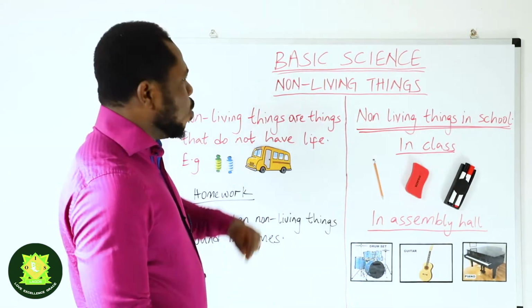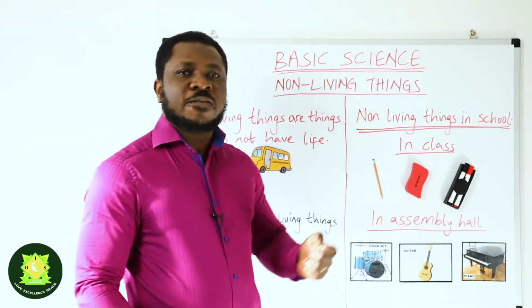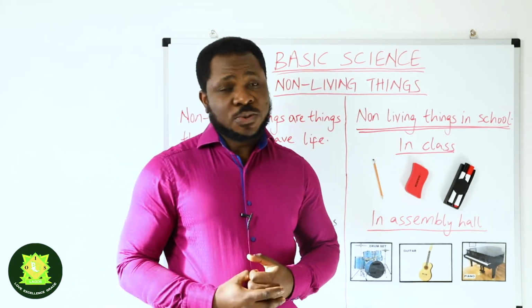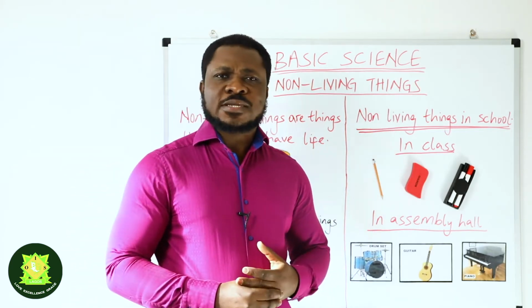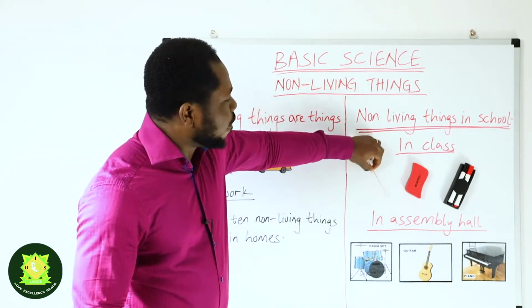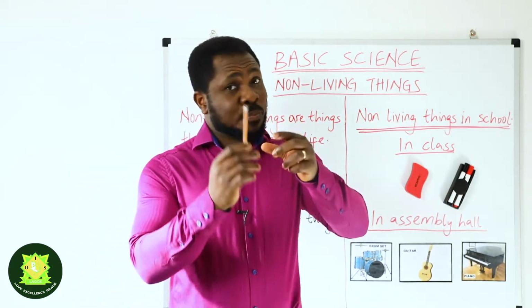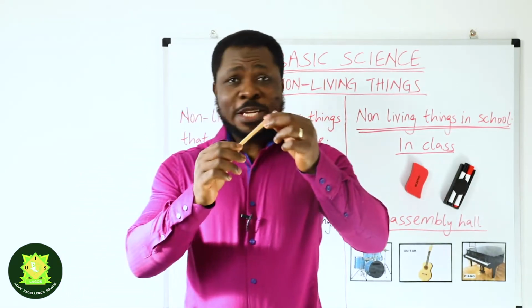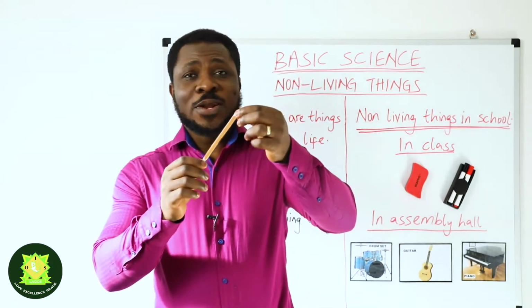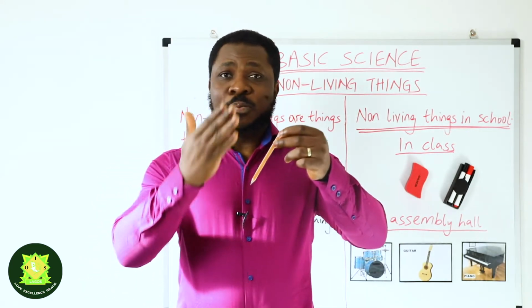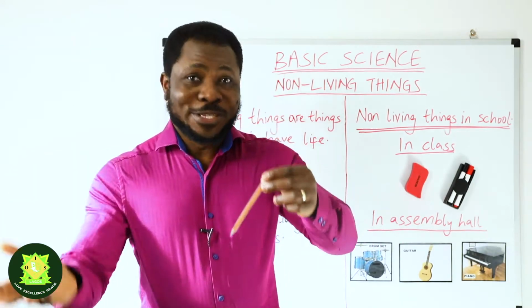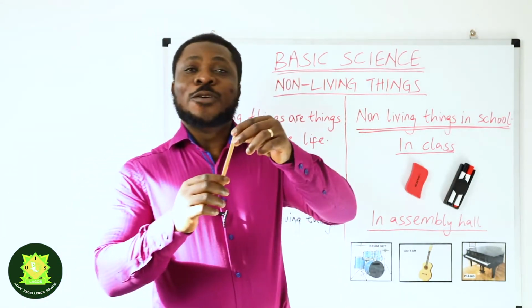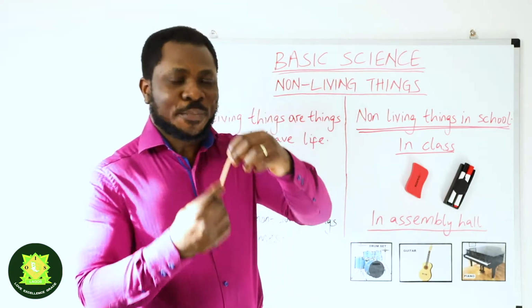Before we go to the homework, let's talk about the non-living things you can find in your school. What are the non-living things you can find in your class? A good example of a non-living thing in your class is your pencil. Your pencil cannot breathe in, cannot breathe out. Your pencil cannot produce another pencil. So a good example of a non-living thing is your pencil.